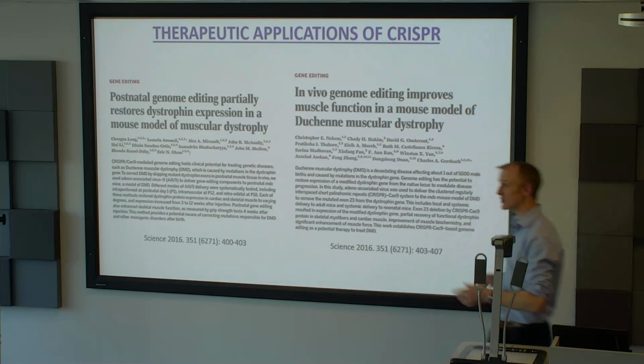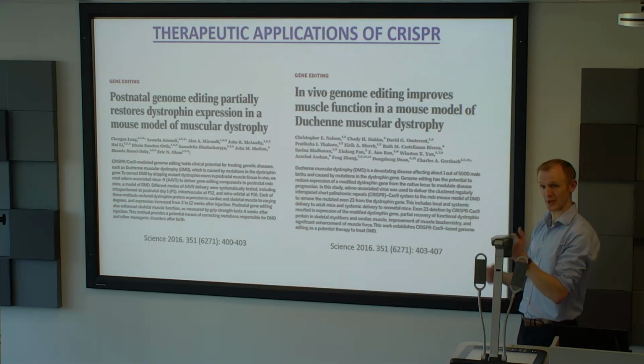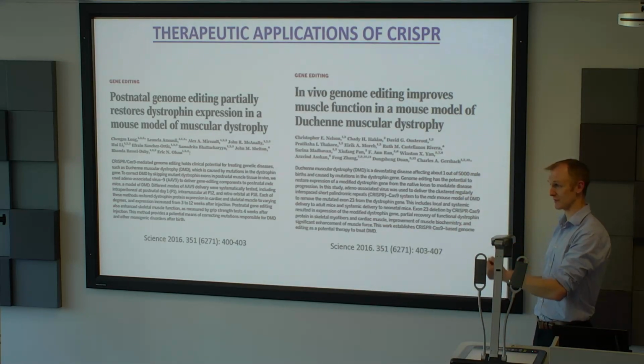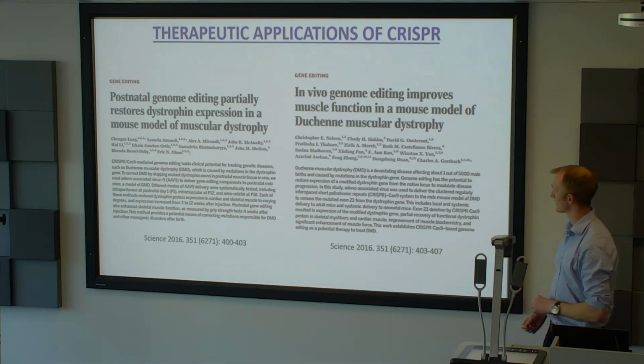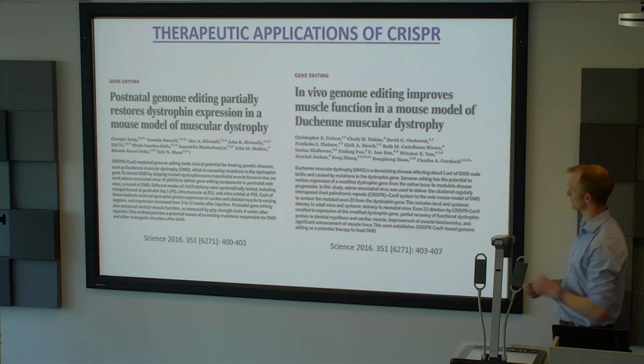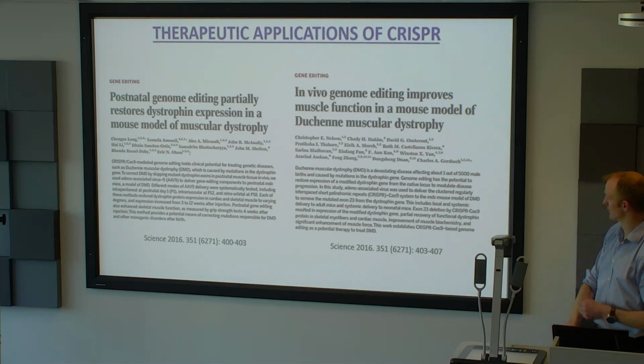Partial recovery of functional dystrophin protein in skeletal fibers and cardiac muscle, improvement of muscle biochemistry, and significant enhancement of muscle force. So you don't have to use this in the embryonic stage. So you don't have to use it on an embryo of a human. Potentially, if they have the inherited form of it, you could actually give it to a child, for example, to use CRISPR. Once you can get the Cas9 and CRISPR system to the right area, particularly using a viral vector.